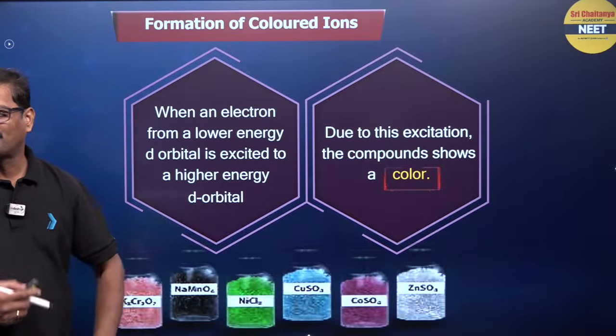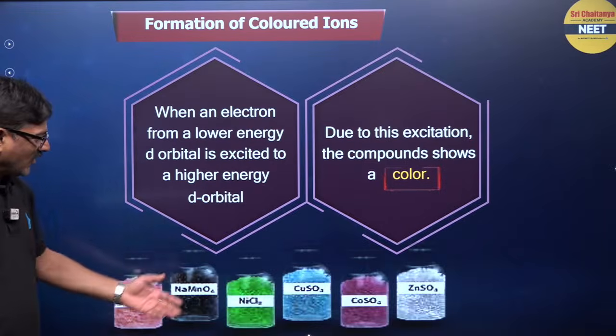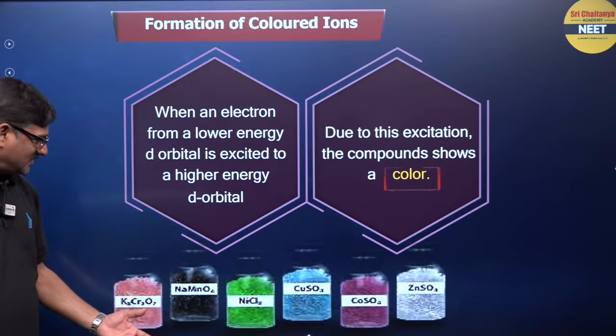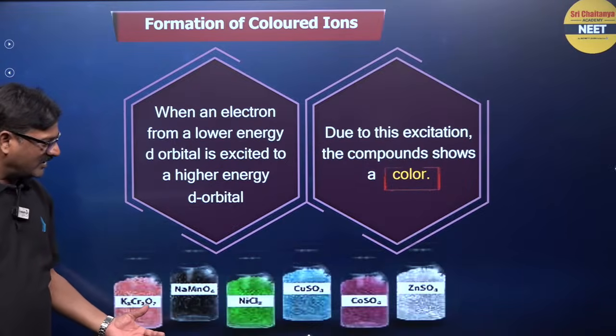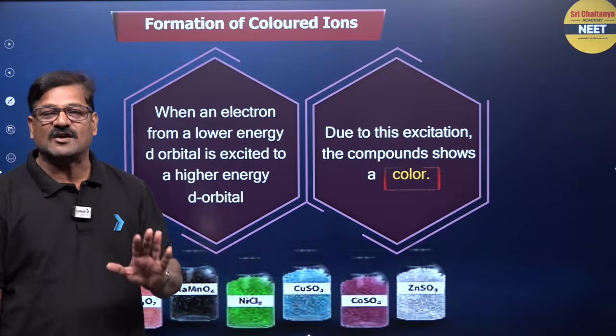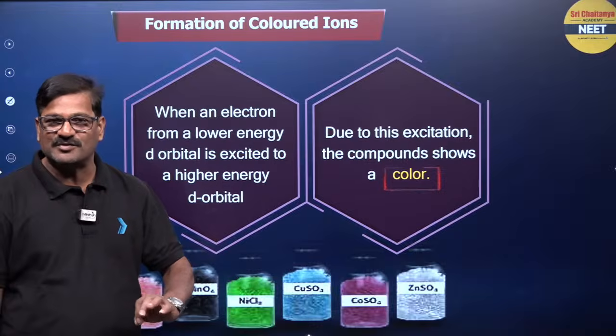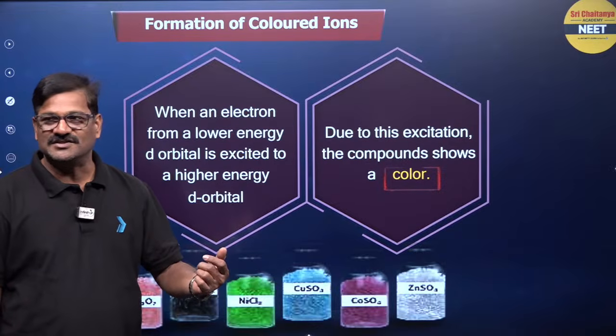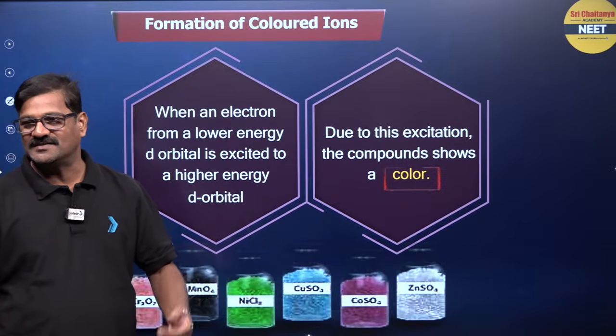Children, you see copper sulfate, cobalt sulfate, potassium dichromate are colored. Zinc sulfate is colorless white, because zinc salts are colorless. It is not a transition metal in this sense because its d orbital is completely filled. Understood?